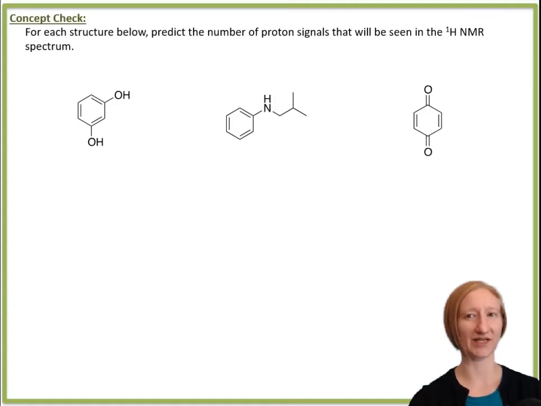In the first case, there's a plane of symmetry that bisects the molecule. This makes the 2 halves of the molecule the same, meaning that the 2 OH groups are chemically equivalent and will give rise to the same signal in the NMR spectrum. I'll call them A. The 2 protons adjacent are chemically equivalent and will give rise to the same signal. I'll call those B. The proton that sits on the plane of symmetry is unique. I'll call it C, as is this one, D. And we can identify each different kind of hydrogen in the molecule and then tally how many kinds of hydrogen we have. Here we have 4, so this molecule will give rise to 4 signals in the proton NMR spectrum.